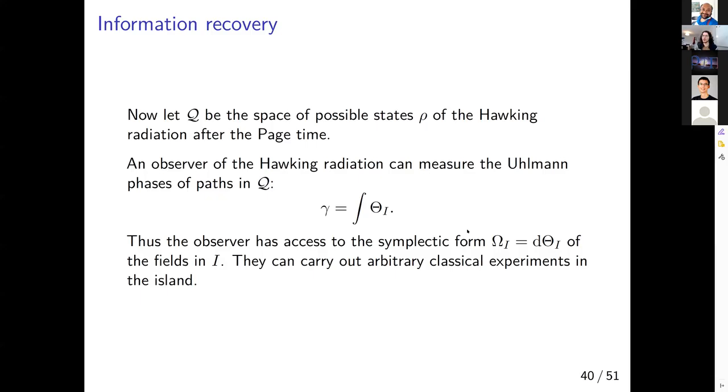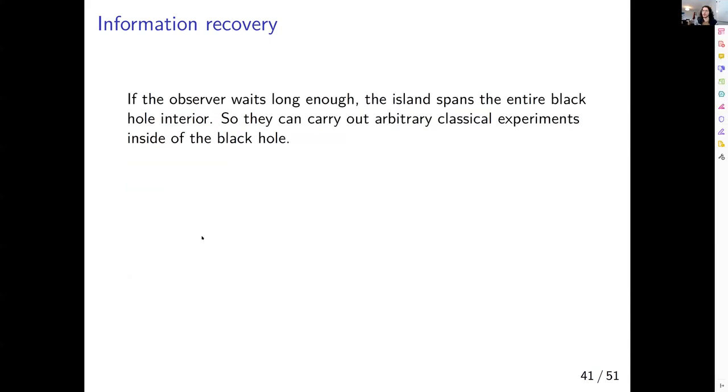I should include the caveat here that the island never reaches the singularity, so they can't measure things near the singularity, but they can measure things on a Cauchy surface for the entirety of the black hole interior. Then they can take this classical state of the matter inside the black hole and run the classical equations of motion on that matter backwards in time, maybe on a classical computer, and this allows them to deduce the initial matter configuration.